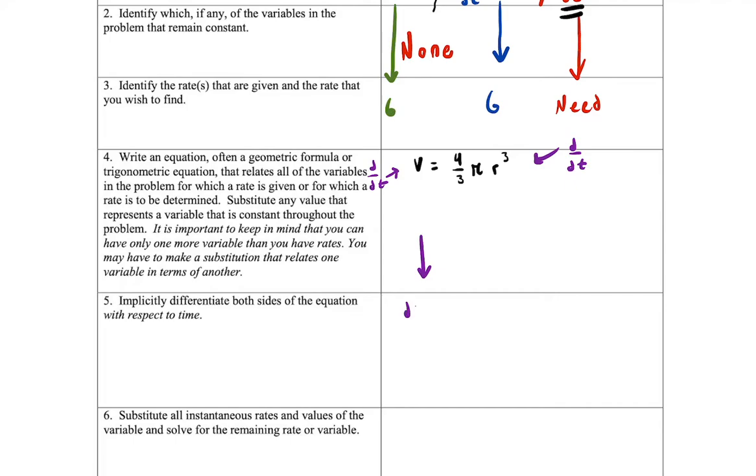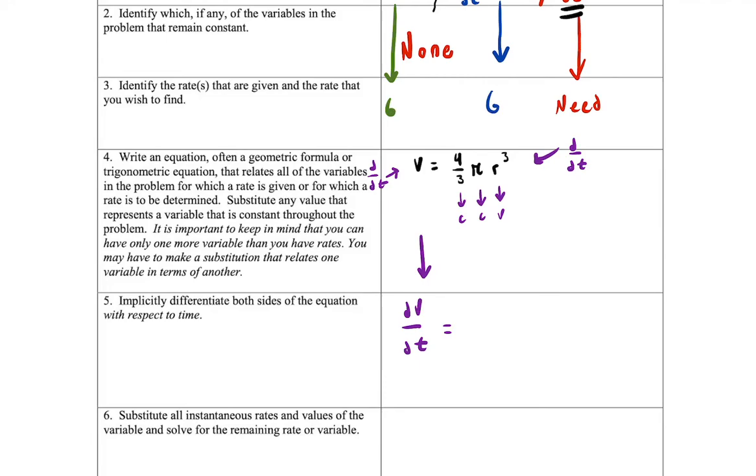So we're going to have dV/dt, and that's going to be equal to 4/3, right? That's a constant. Pi is a constant. r cubed is a variable, so that is going to need its derivative taken.